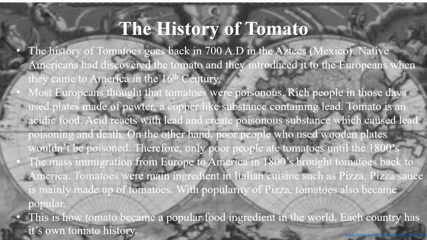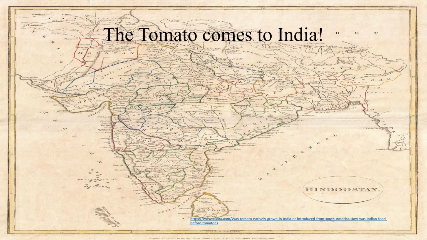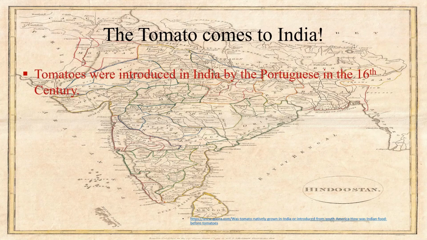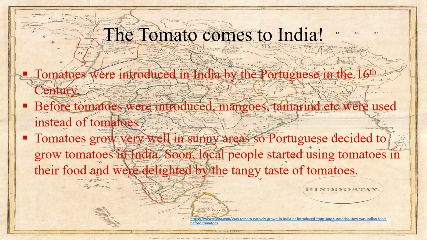Each country has its own tomato history. The tomato comes to India. Tomatoes were introduced in India by the Portuguese in the 16th century. Before tomatoes were introduced, mangoes, tamarind, and other ingredients were used instead of tomatoes.